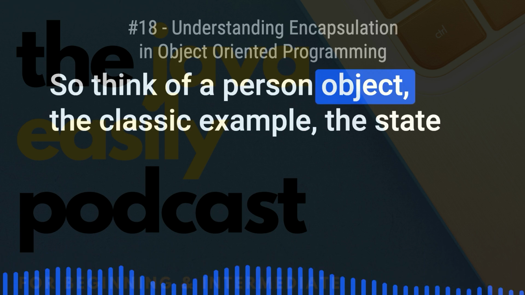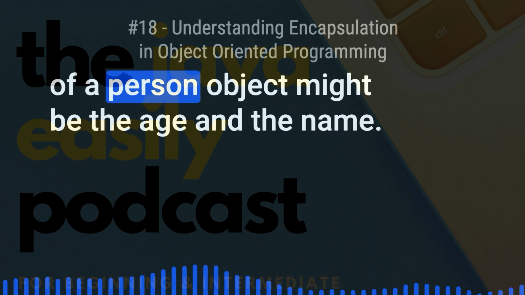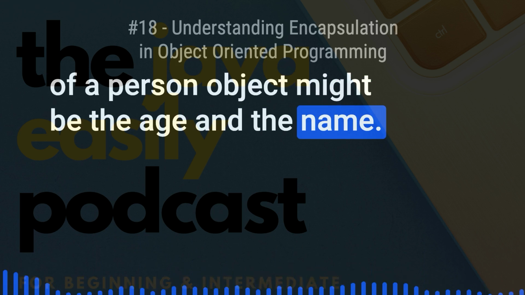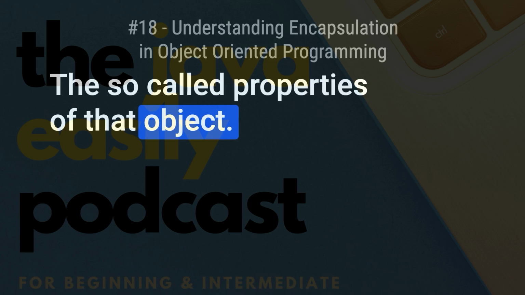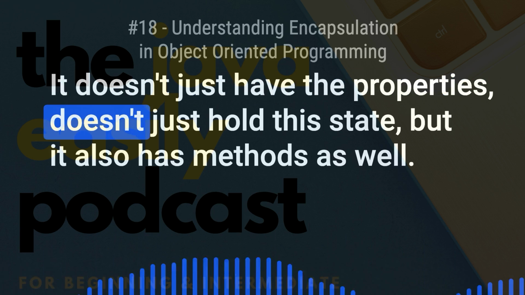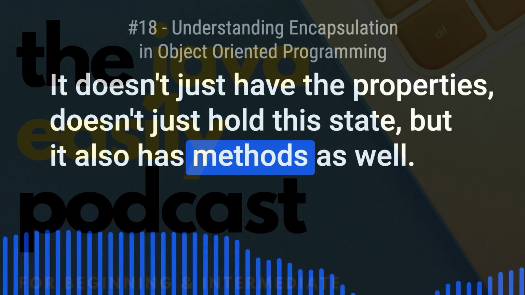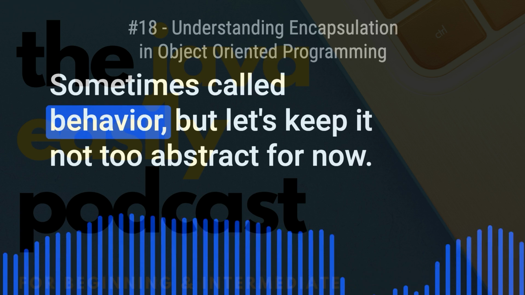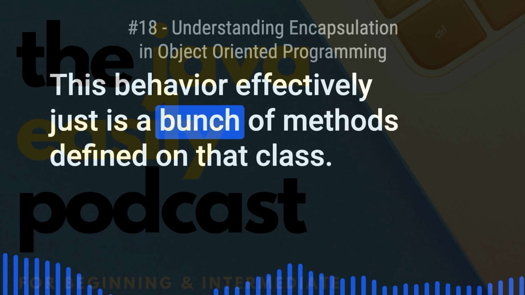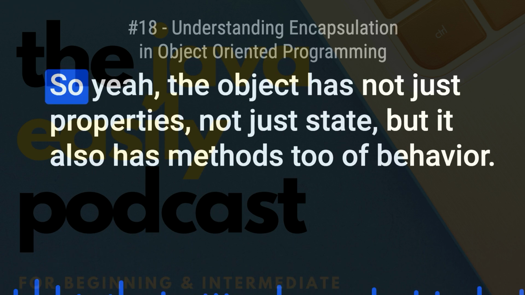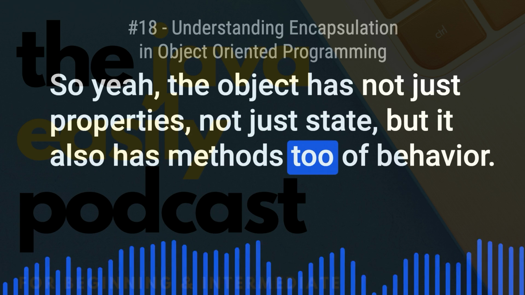So think of a person object, the classic example. The state of a person object might be the age and the name, the so-called properties of that object. It doesn't just hold this state, but it also has methods as well, sometimes called behavior, but let's keep it not too abstract for now. This behavior effectively is a bunch of methods defined on that class. So the object has not just properties, not just state, but also methods, or behavior.